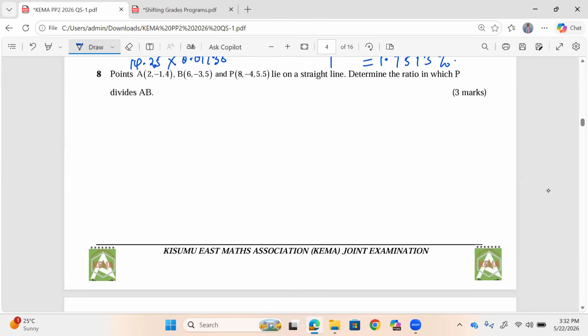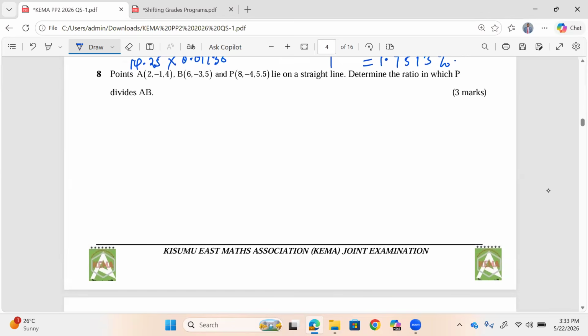Points A (2, -1, 4), B (6, -3, 5), and P (8, -4, 5.5) lie on a straight line. In other words, they are collinear. Determine the ratio in which P divides AB. The ratio in which P divides AB.